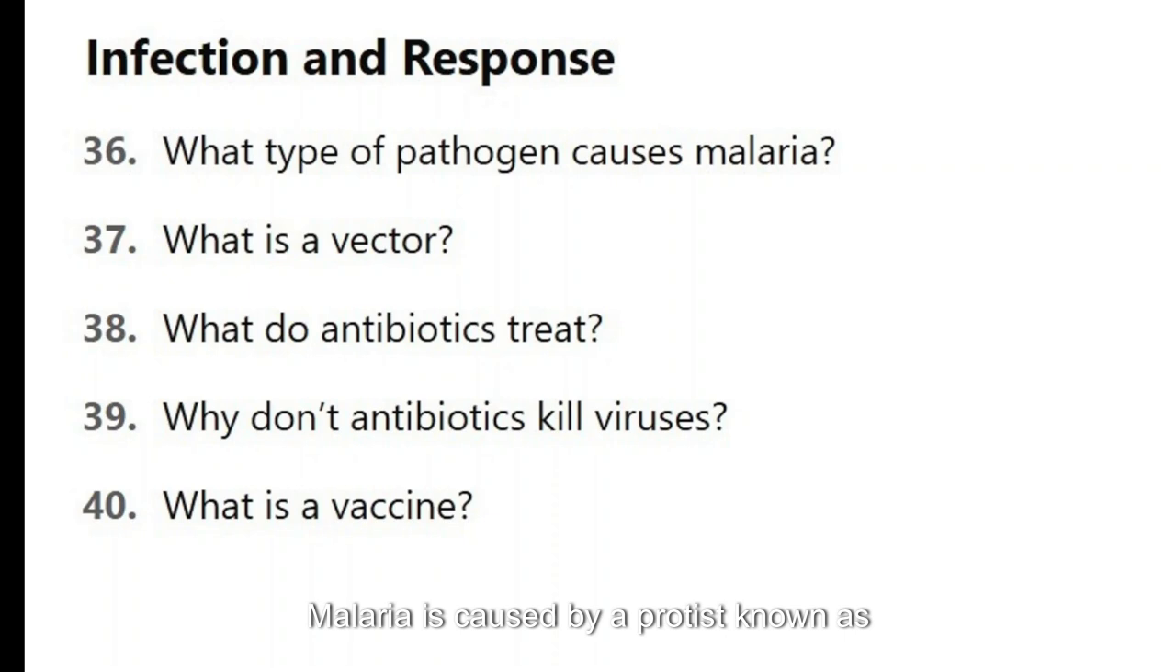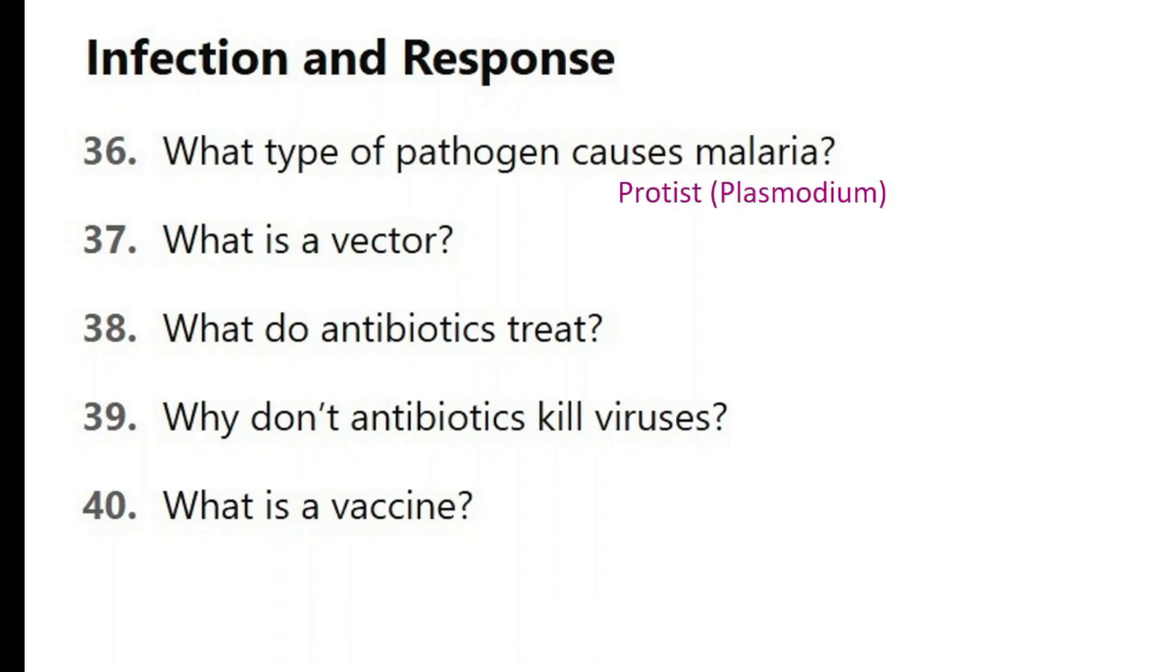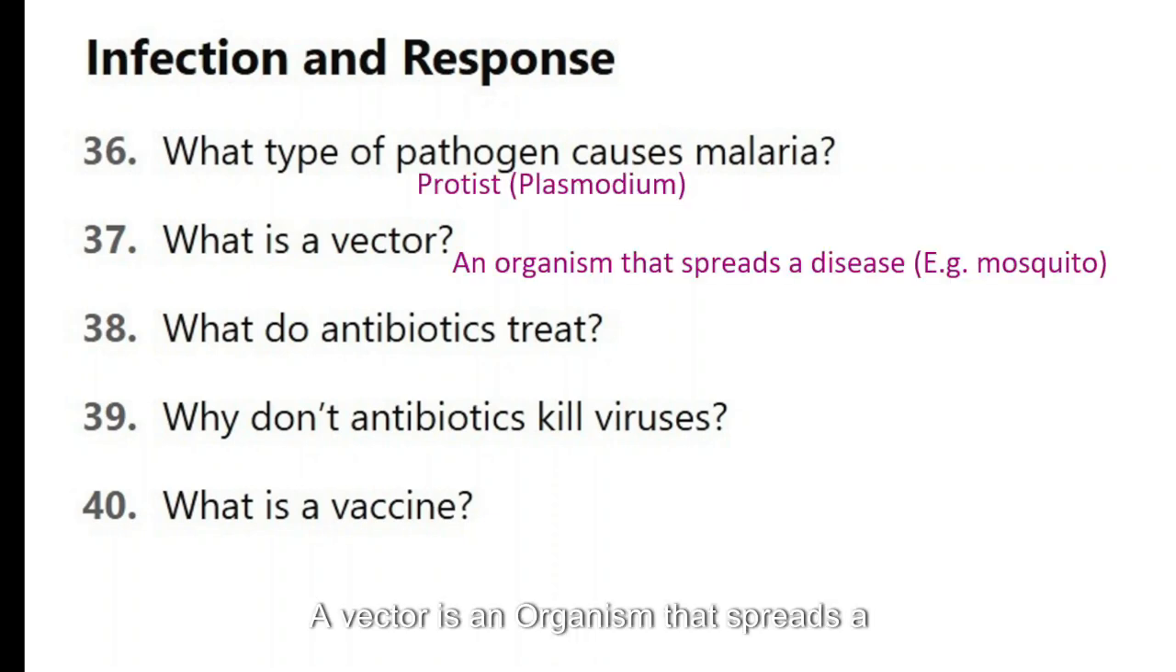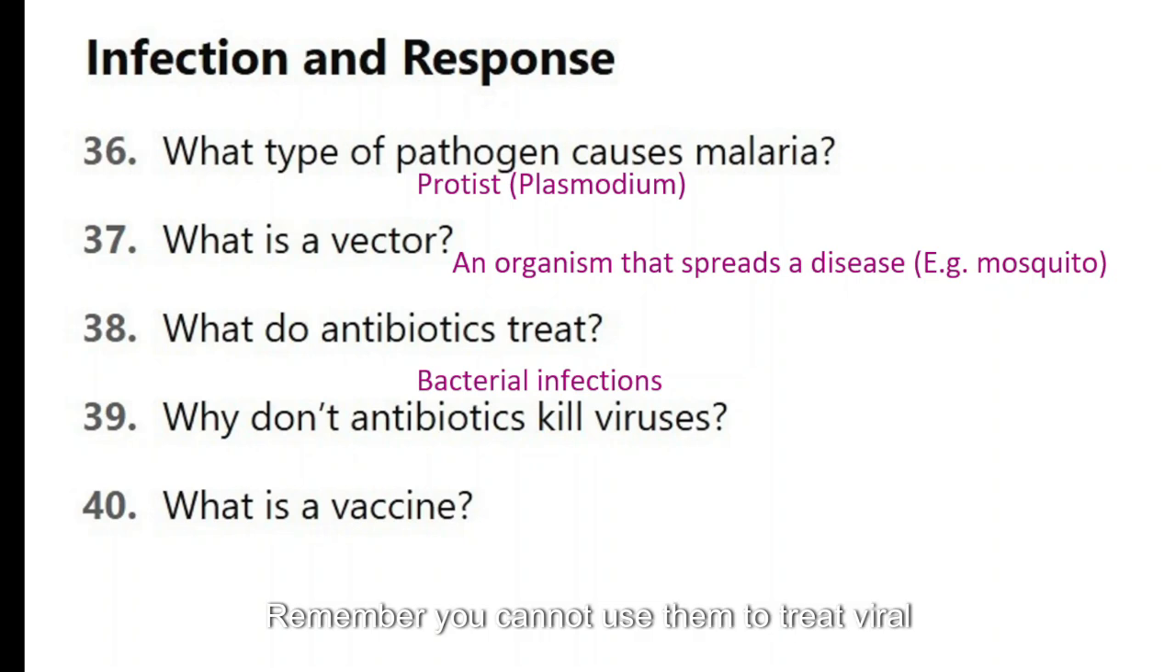Malaria is caused by a protist known as Plasmodium. What is a vector? A vector is an organism that spreads a disease. For example, mosquitoes. Antibiotics can be used to treat bacterial infections. Remember, you cannot use them to treat viral infections. It would work for bacterial infections.